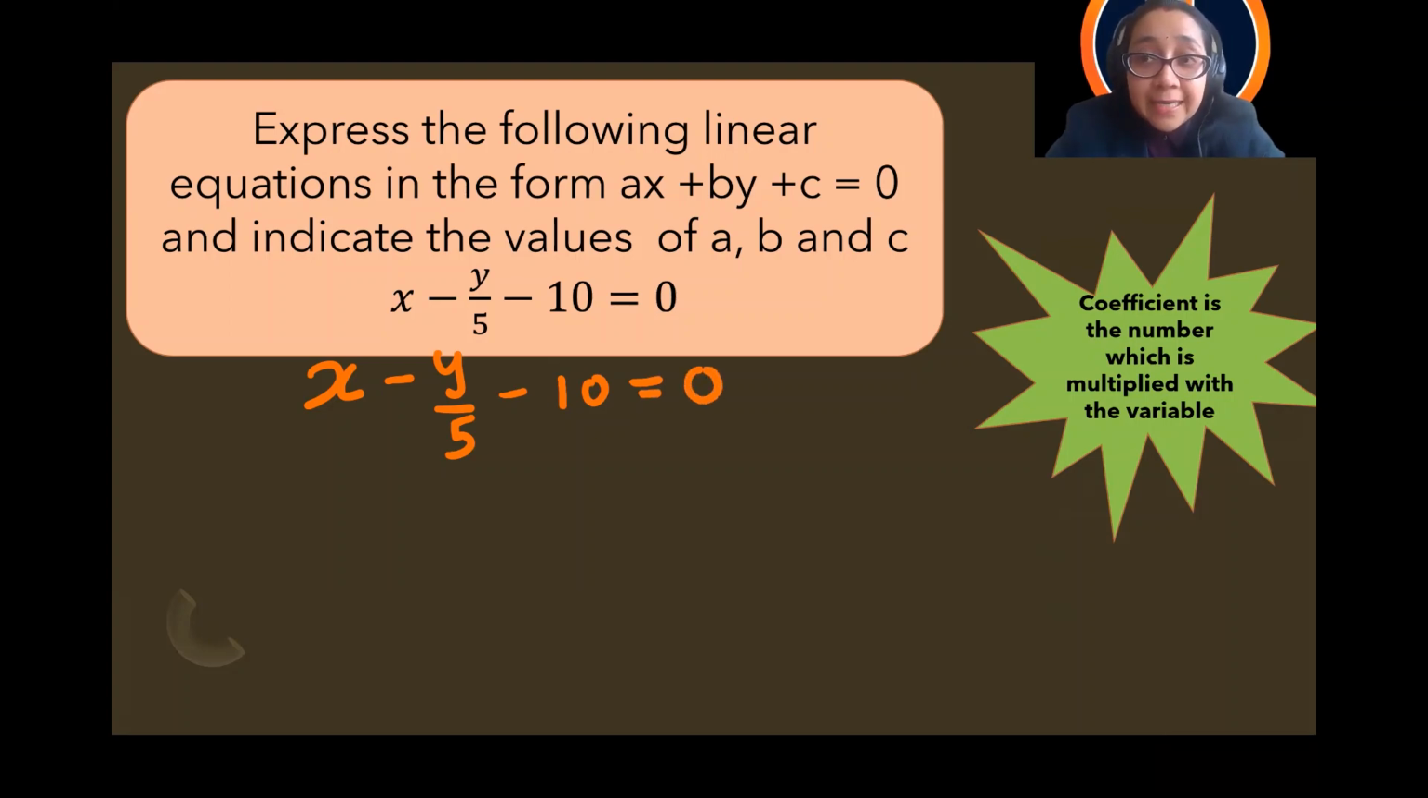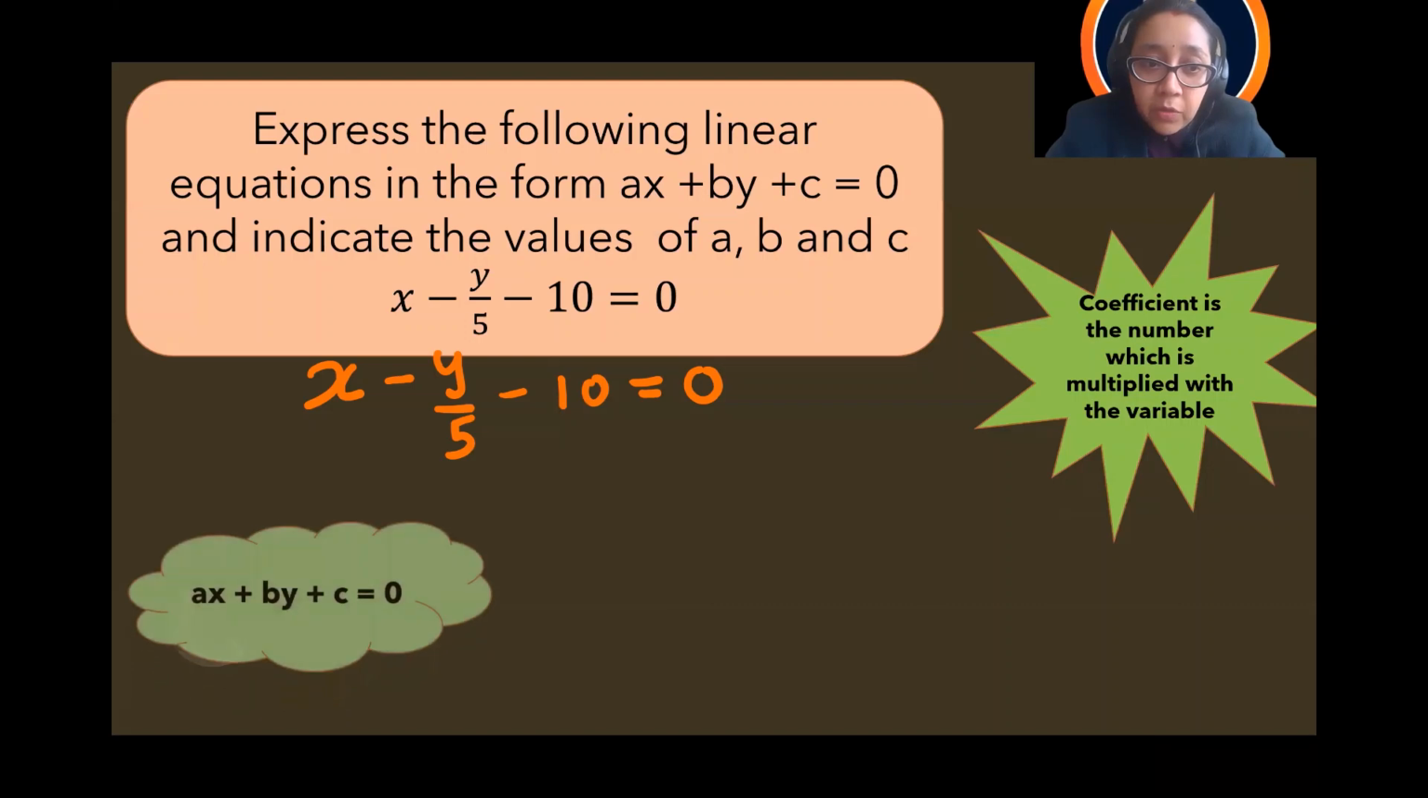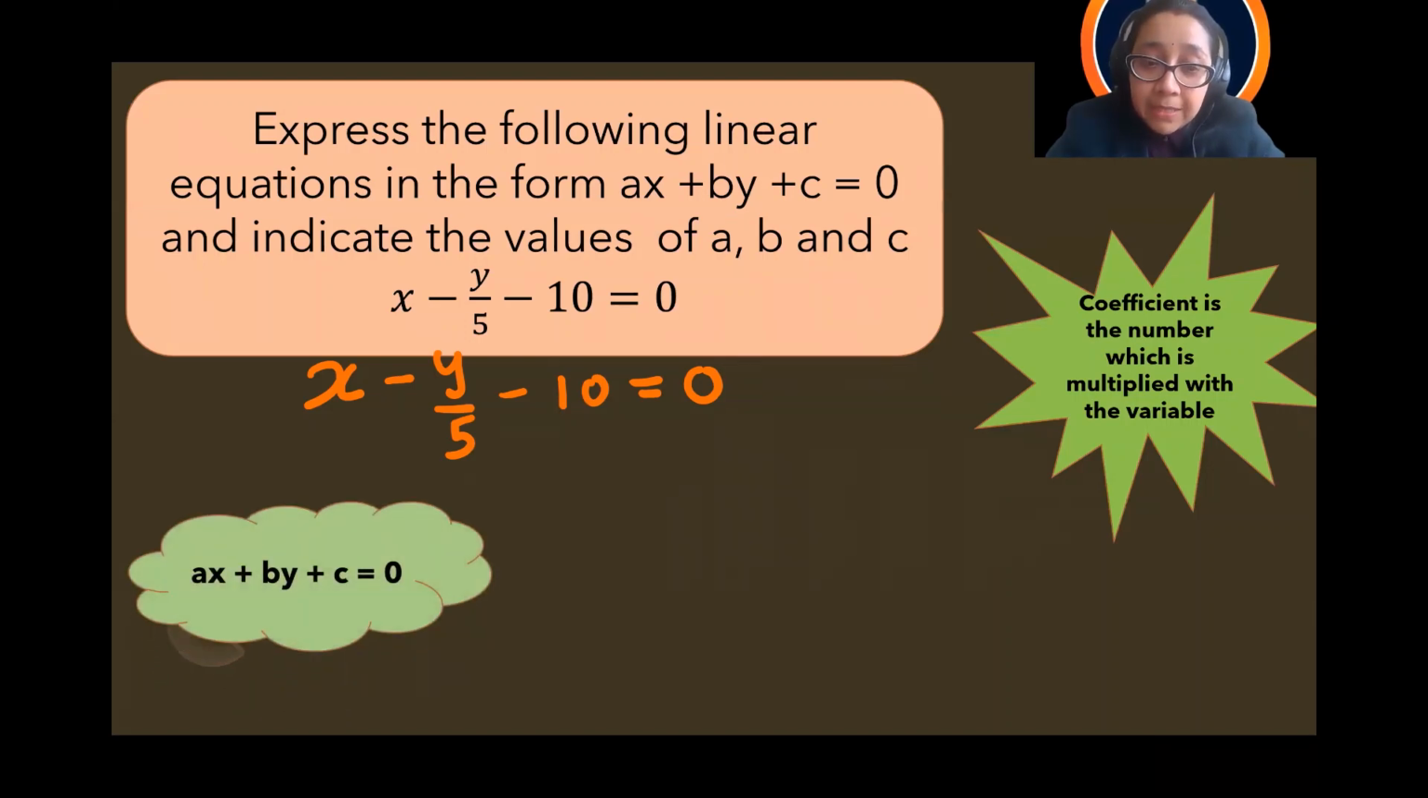So we have to first express it in the general form. General form we know ax plus by plus c equal to 0, right? If we compare these two, x and ax, nothing is there. That means what is multiplied with x? Yes, you are right. It is 1. So we can say that the coefficient of x is 1 because 1 times x is x, isn't it? So a equal to 1.